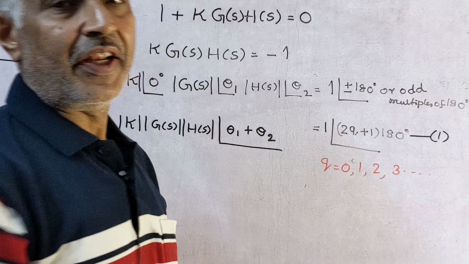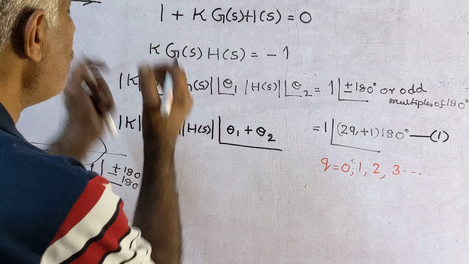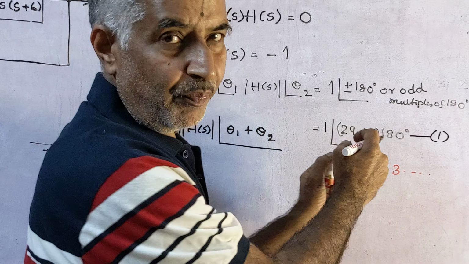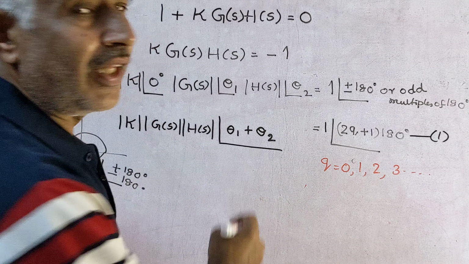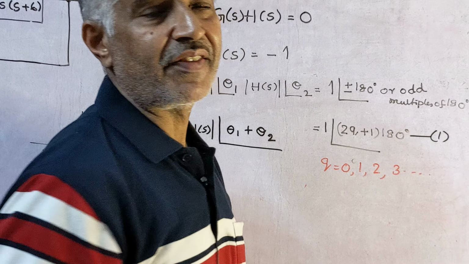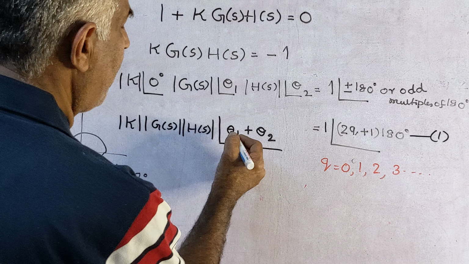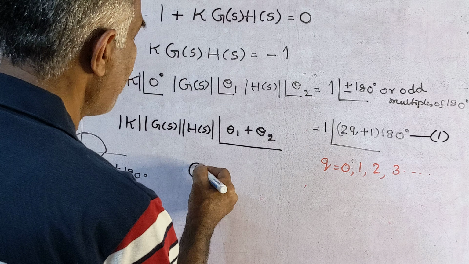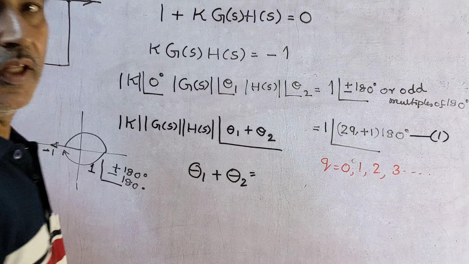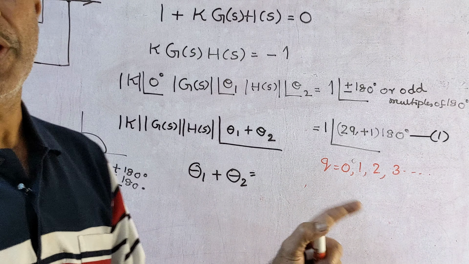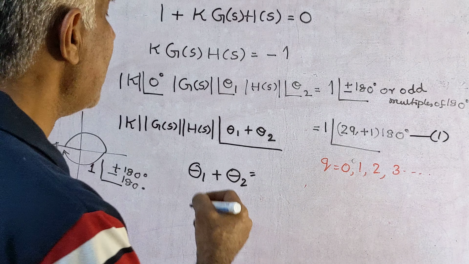If the left hand side has to be equal to the right hand side, then the magnitude on this side must be equal to 1. That is one condition. And the phase angle on the left hand side must be equal to the phase angle on the right hand side. First I will take up the phase angle. This is the important condition, what is called the angle criterion. For a point to be on the root locus, the very important criterion is the angle criterion.